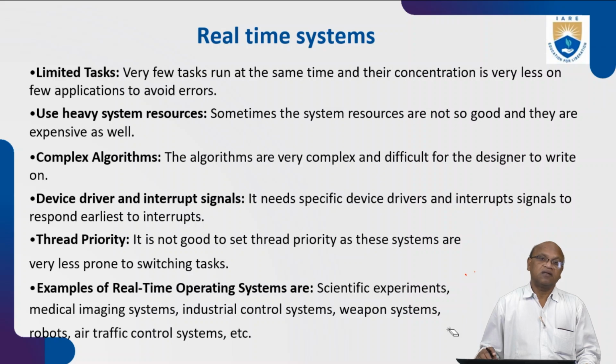High priority, that is thread priority. Out of all these things, if the interrupt signal comes to the microcontroller, the topmost priority will be given to the signal which is going to the airbags to open. So that is the highest priority. To set thread priority for these systems, they are very less prone to switching tasks.